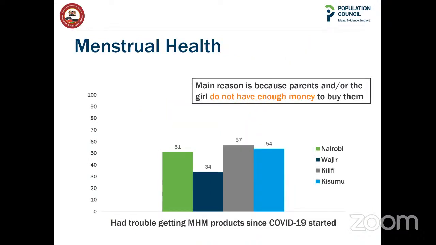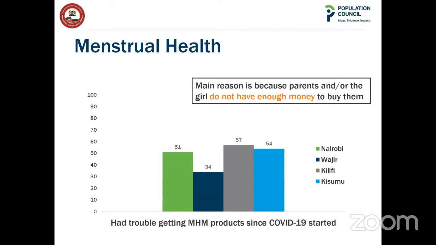Moving on to menstrual hygiene and menstrual health. Among menstruating girls, over half reported having trouble accessing menstrual hygiene management products since the COVID-19 pandemic started. In Wajir, this was around one third. Most girls reported not getting their pads at school.